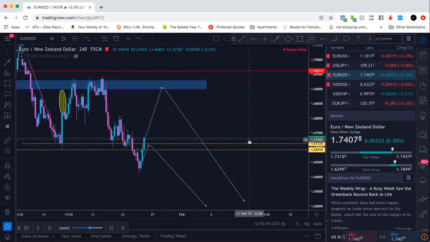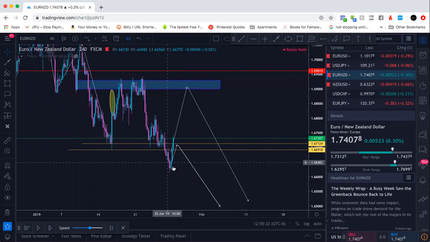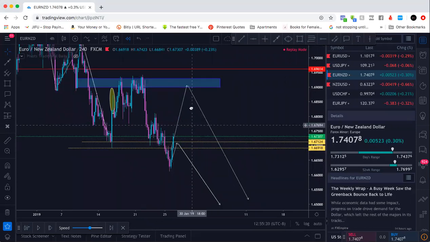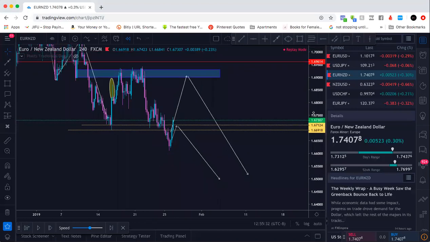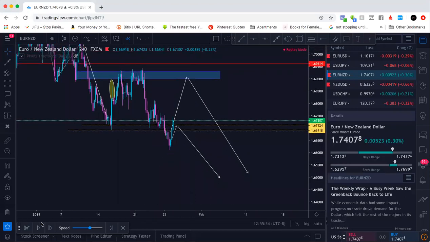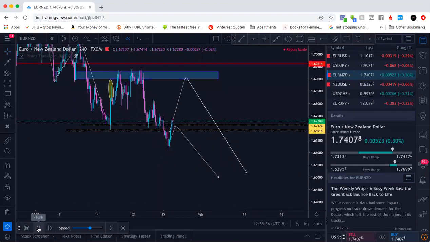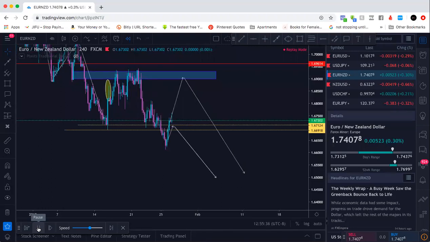Okay. So here, for example, you see how price just flew right through our little zone that we had marked here. Price just flew right through it. So it didn't give me the bearish price action that I was looking for. So I'm not just going to enter the trade. So now we can just see what price does. Let's just take a look.